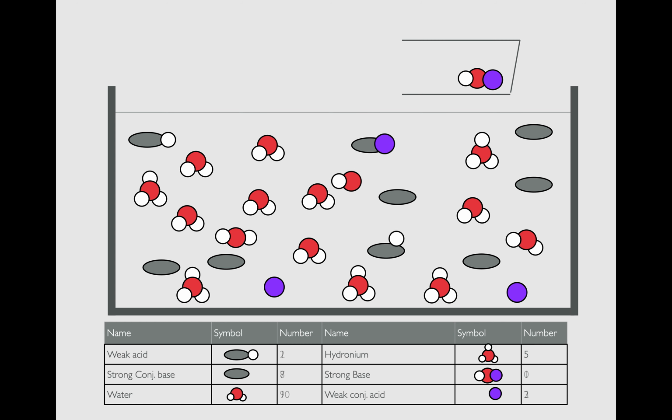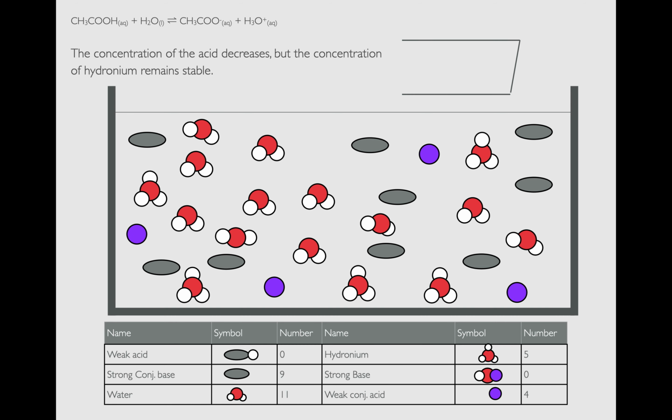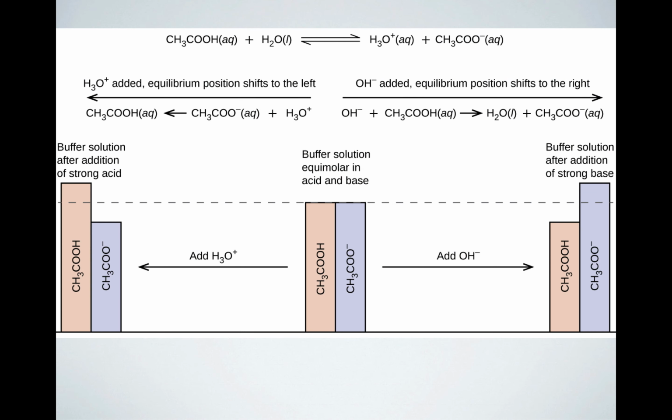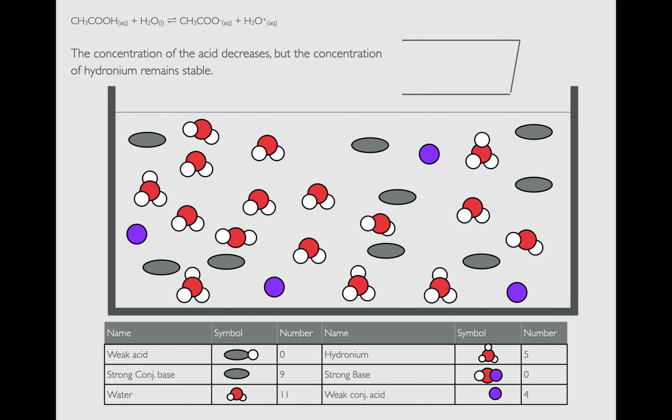So notice that the hydroniums do not change. The base preferentially reacts with the acid rather than with the hydroniums, so the number of hydroniums does not change. So it maintains the same pH, even with a strong base added. Okay, and there's another diagram to represent it.